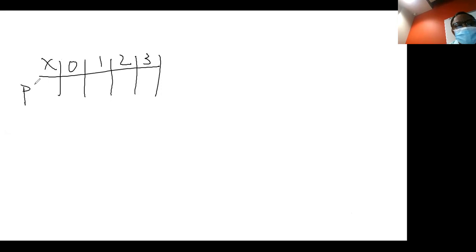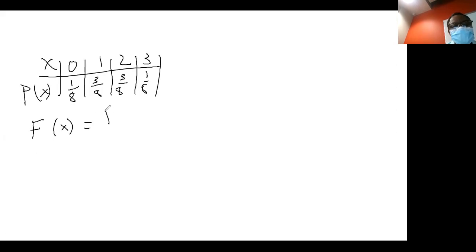So we had the distribution of a coin is tossed 3 times, and we have 0, 1, 2, 3, and P of x. Here we have 1 over 8, 3 over 8, 3 over 8, and 1 over 8. So we define the cumulative distribution function as F of x equal to the probability that the random variable is less than or equal to x.